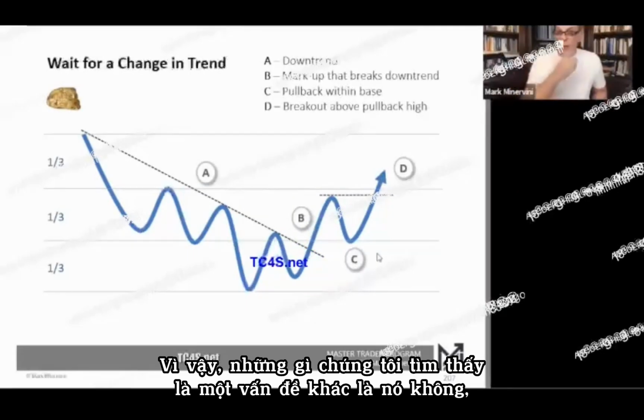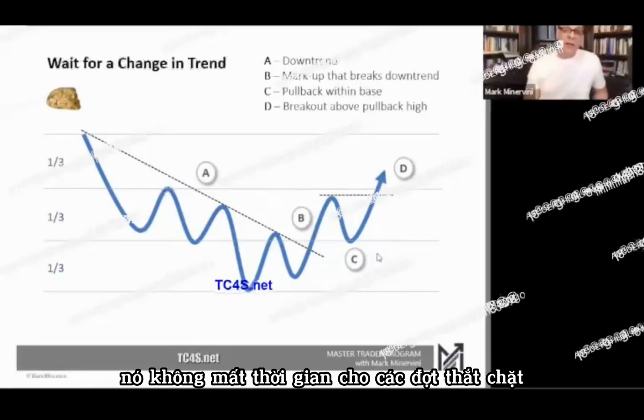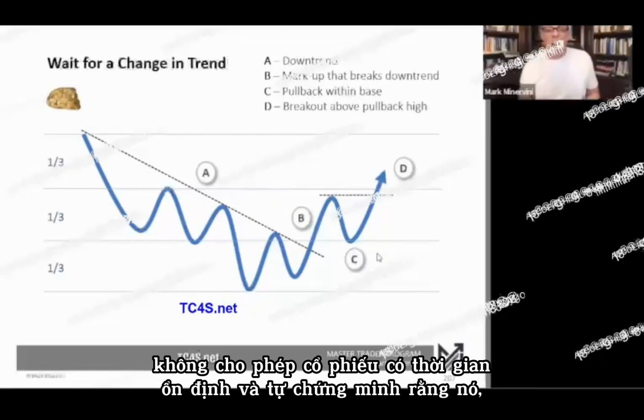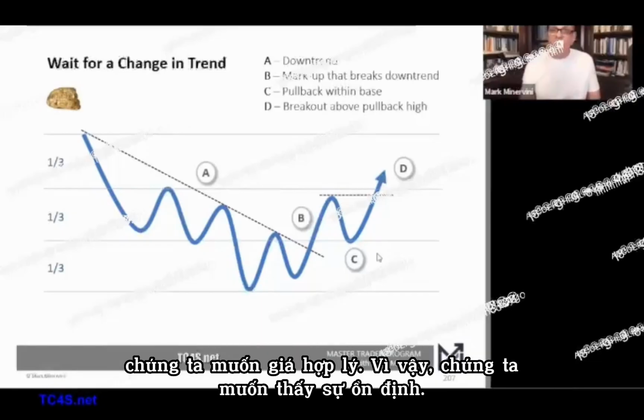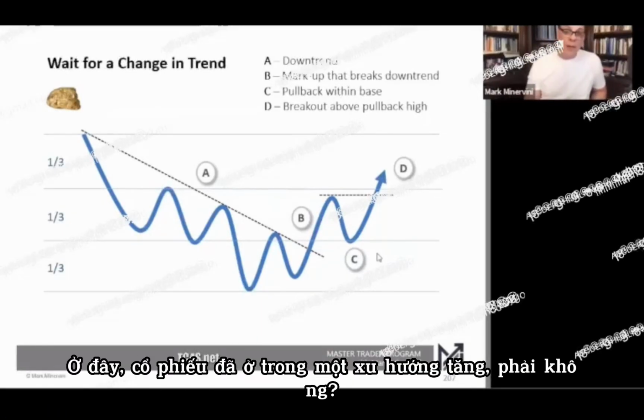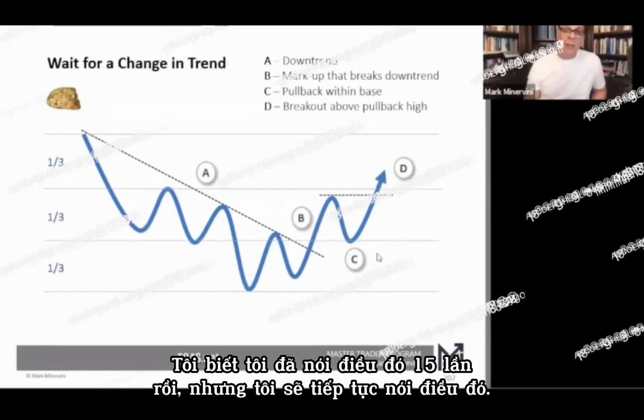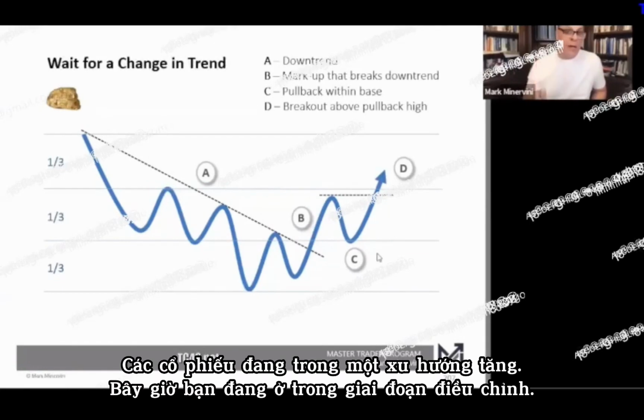So what we found is that another problem is it doesn't take time into account. It doesn't allow the stock some time to stabilize and prove itself that it can start moving up off the lows. Again, we don't want the lowest price. We want the right price. So we want to see some stabilization. Now, the stock's already in an uptrend, right? I know I've said that 15 times already, but I'm going to keep saying it. The stock is in an uptrend. Now you're in that correction.